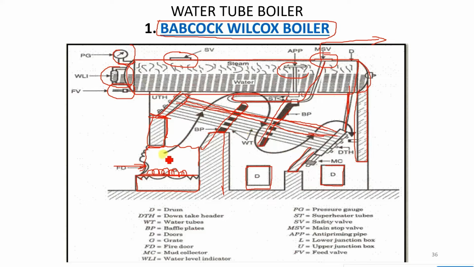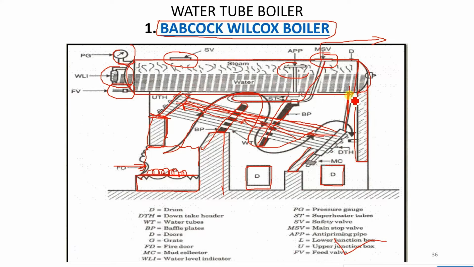As the flue gases move over the water tubes, the temperature of water increases, and as the temperature increases, density decreases and water moves in the upward direction. Therefore, this is a natural circulation type boiler. Understood what is natural circulation? As the temperature of water increases, water automatically moves in the upward direction.